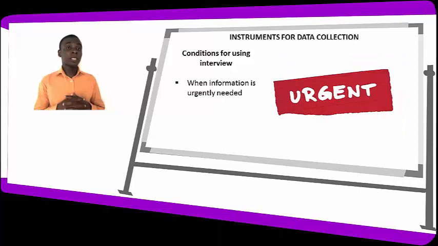Number 2, we use interview when information is urgently needed. When you need this information urgently, you have the respondent there with you, and you ask the respondent the question to get the answers back to you. So you need this information quickly and very fast. So we use interview when information is urgently needed.